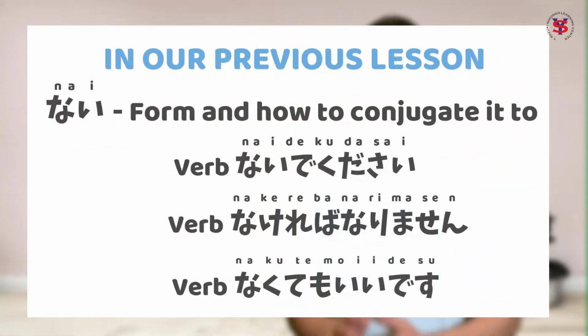Last lesson, we learned the nai form and how to conjugate it to the verb naide kudasai, verb nakereba narimasen, and nakute mo ii desu. We learned these forms to make some sentences.